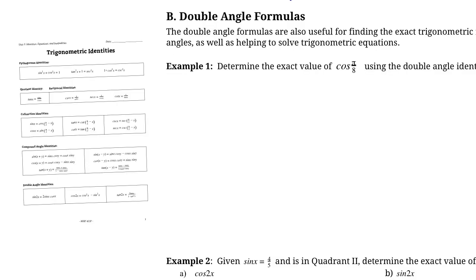So this might be useful in a case like this where we have cos π/8. Cos π/8 is not one of our regular angles that we would find on our unit circle or our special triangles, but we do know what cos π/4 is. So if π/4 is the angle, half of that angle would be π/8, right? So if we can use that formula, we should be able to figure out what the exact ratio is for cos π/8.